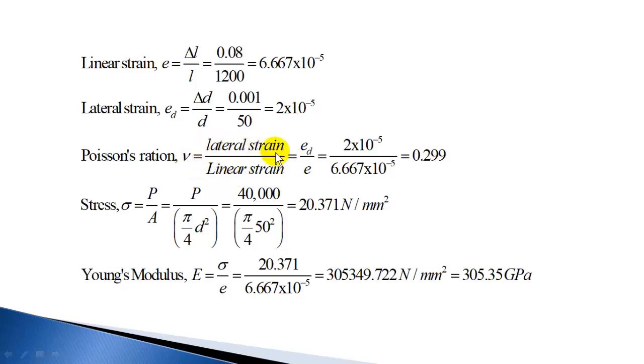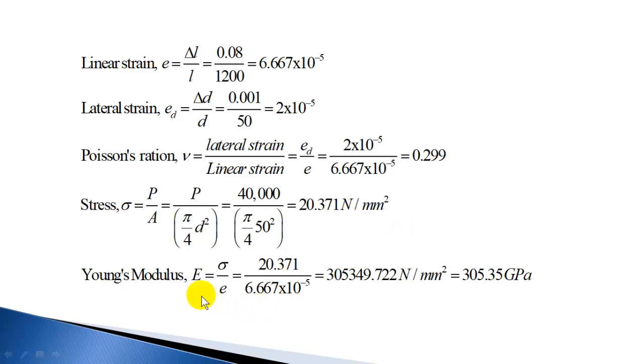Sign is not required. So it is ED by E, this 2 into 10 raised to minus 5 divided by lateral strain we have calculated 2 into 10 raised to minus 5. Linear strain also we have calculated 6.667 into 10 raised to minus 5. You get 0.299. Now stress is P by A, load divided by cross section area which is resisting that load. So pi by 4 into 50 is the diameter, load is also 40,000 Newton. So you get the stress as 20.371 Newton per mm square.